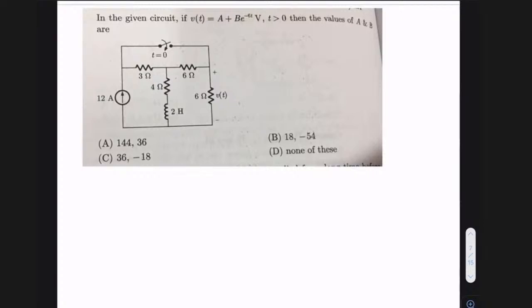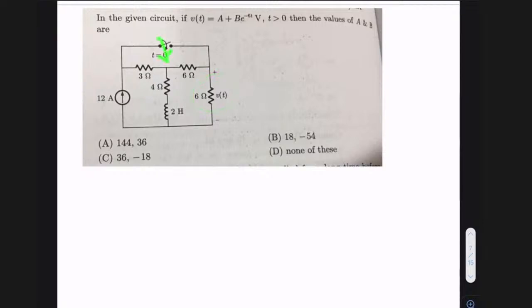So now let us take one question from first order RL circuits. In this case, the voltage V(t), what is V(t)? V(t) is the drop across this 6 ohm resistor. This is expressed as A plus B into e raised to power minus 60t for t greater than 0. Then what is the value of A and B? Ultimately I have to get the value of this V(t).